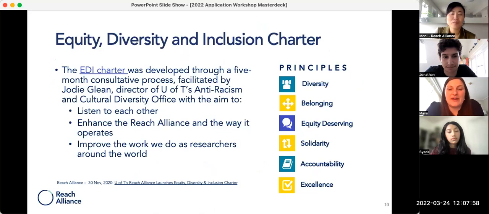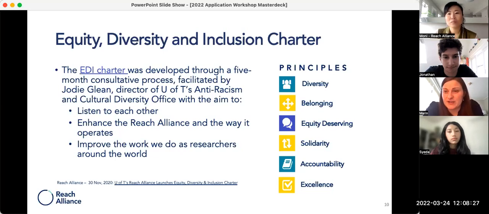Of course, underpinning all of the work that we do is equity, diversity, and inclusion. So we have an equity, diversity, and inclusion charter that we created with the REACH Alliance community. So including our students, alumni, faculty, mentors, staff, and other key stakeholders in our group. We underwent a very consultative process that was facilitated by the Anti-Racism and Cultural Diversity Office here at the University of Toronto. I encourage you to take a look.